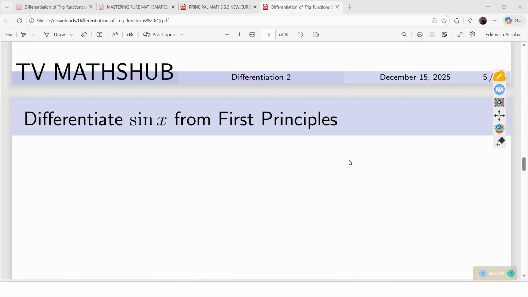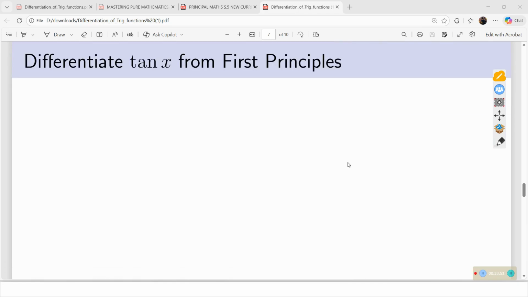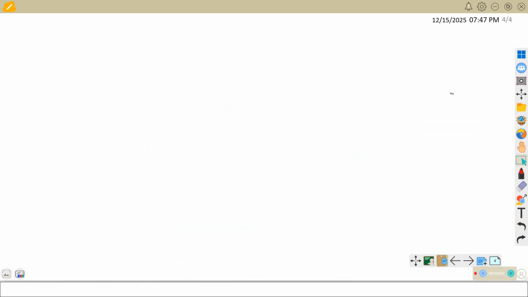So that is basically about sine of x, and next we need to talk about tan of x. What do you get when you differentiate tan of x? Let us look at the differentiation of tan of x from first principles. So we need d dx of tan of x. What do you get when you differentiate tan of x with respect to x? That is our major interest.